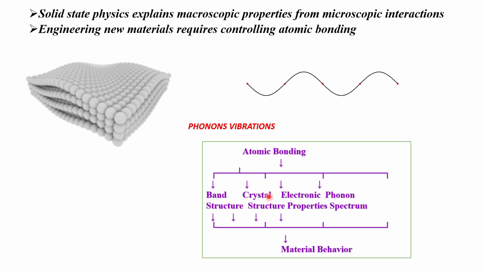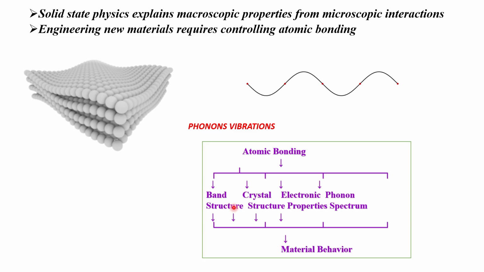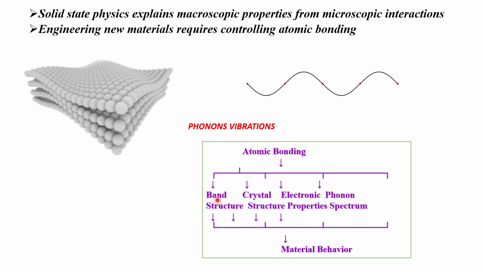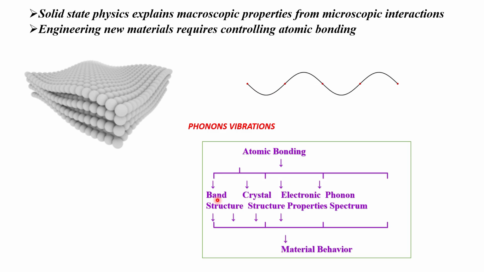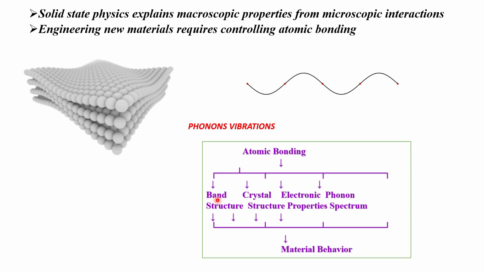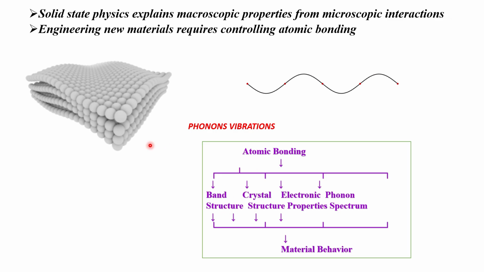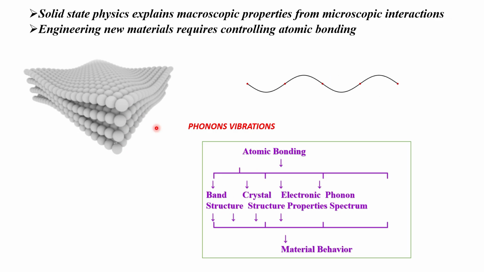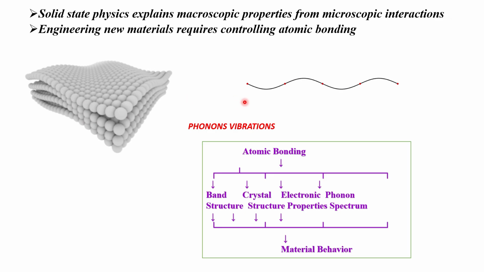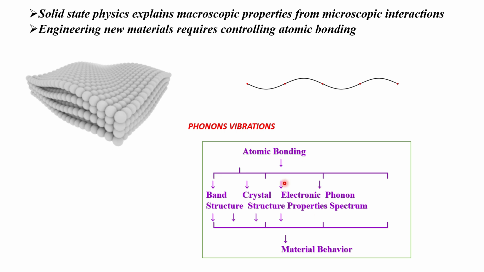This band structure controls whether electrons can move freely or are confined, determining if the material is metallic, semiconducting, or insulating. Bonding also determines phonon modes, which control thermal conductivity and electron-phonon interactions. Ultimately, all measurable material properties originate from this chain.